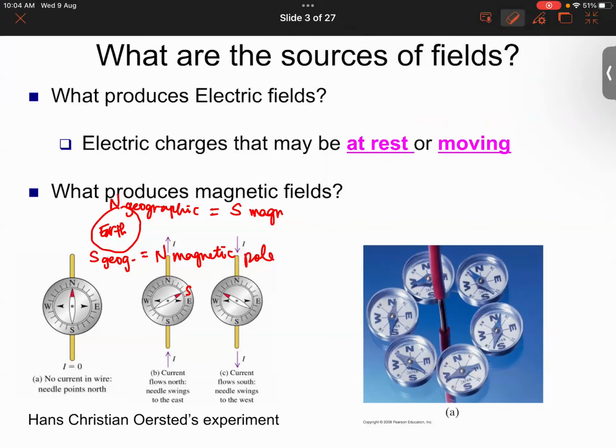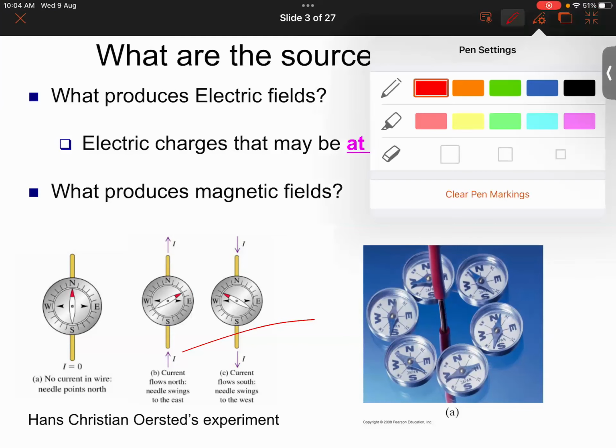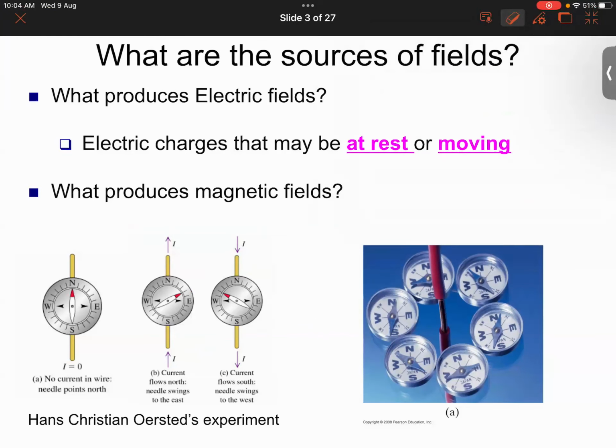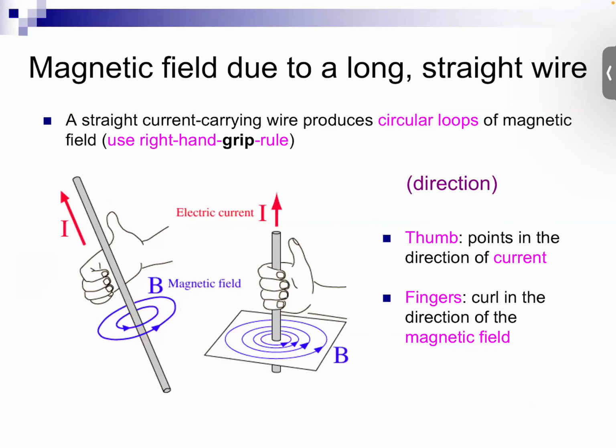Or in general, let me just erase this. In general, since we've learned that currents are essentially charges that are moving, we can therefore say that electric charges that are moving will generate magnetic fields, i.e. currents. Yeah, they're related. Moving charges create currents. Hence, if moving charges create magnetic fields, currents therefore create magnetic fields.